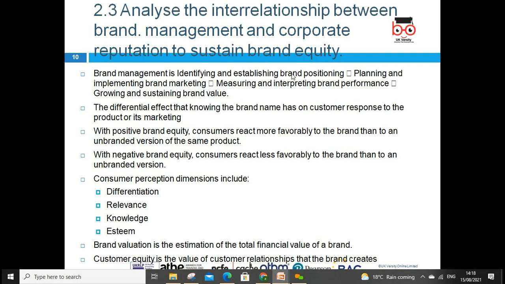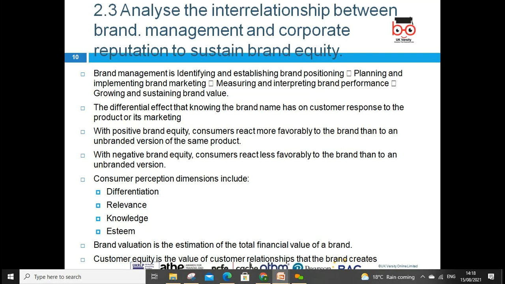So brand management is identifying and establishing brand positioning, planning and implementing the brand marketing, interpreting the brand performance, and growing and sustaining the brand value. That's brand equity, brand value. It is the differential effect of knowing the brand name on the consumer response to the product or its marketing. With positive brand equity, consumers react more favorably to the brand than to an unbranded version of the same product. So that's why brand is very important.